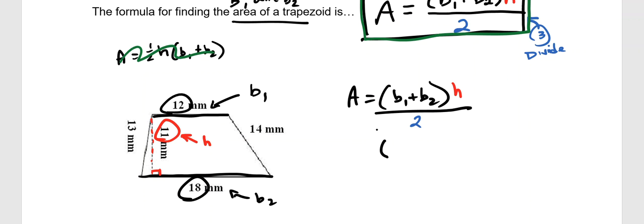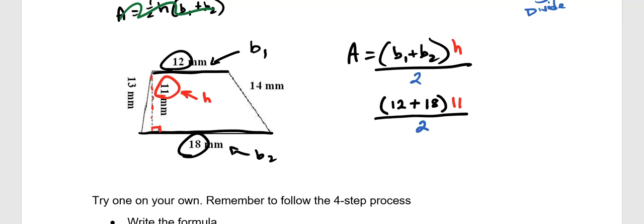Let's see. One of our bases, it doesn't really matter which one we call base 1, which one we call base 2, but we labeled the 12 as base 1, so we'll say 12 plus, base 2 was labeled as 18. After we add those together, we're going to multiply by 11. That's our height. And then as the third step of the solving, we're going to divide all that by 2. And that's just following order of operations.